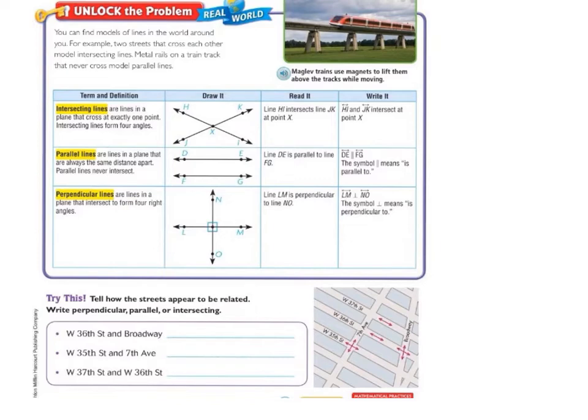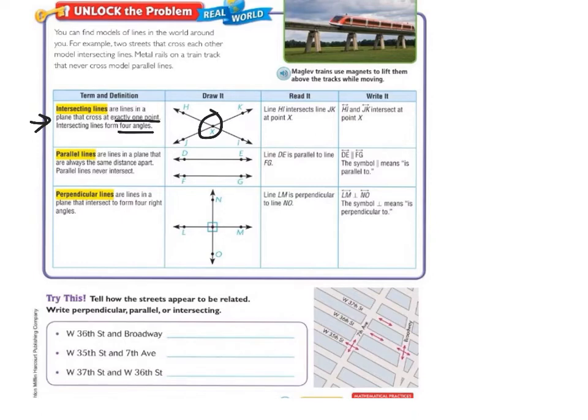The first term we see is intersecting lines. Intersecting lines are lines in a plane that cross at exactly one point. Intersecting lines form four angles. So in this example here, we see one line HI and another line JK that intersect at point X in the middle. So when we would read that, we would read it just the way I did. Line HI intersects line JK at point X.